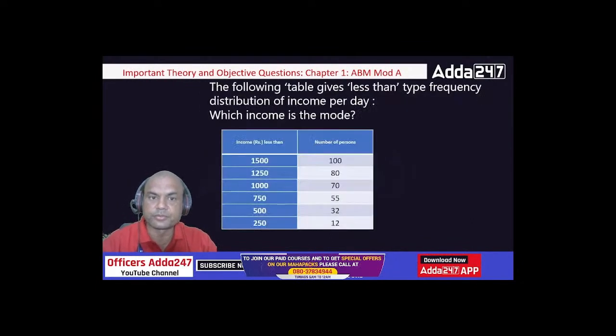Okay. The following table gives the less than type frequency distribution of the income per day. So this is the income per day given. You have to find which income is the mode. So firstly, understand what is the mode. Mode means the one which has the highest. Mode means any number which is having the highest frequency.